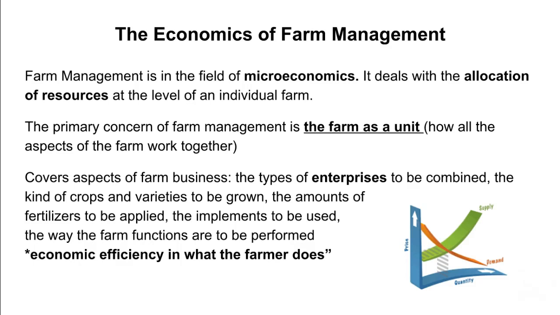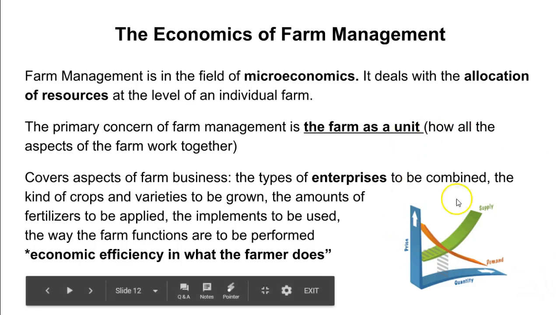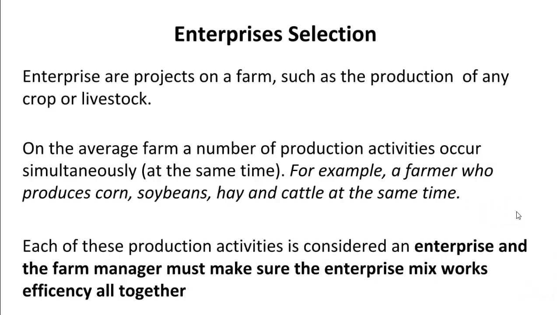In order to determine how to use the resources for the enterprises, the farm manager must decide which kinds of crops to grow, which kinds of animals to have on the farm, and how they can work together in the most efficient manner. As we see at the bottom here, microeconomics uses this type of market model, with price on the y-axis and quantity on the x-axis, looking at how the manager determines how much to supply, what to supply, and how to use the resources.